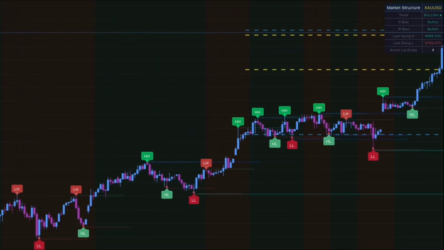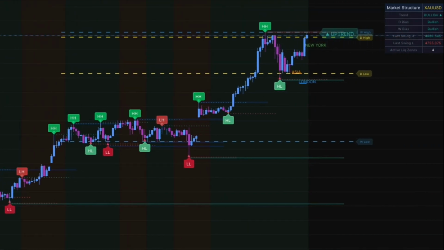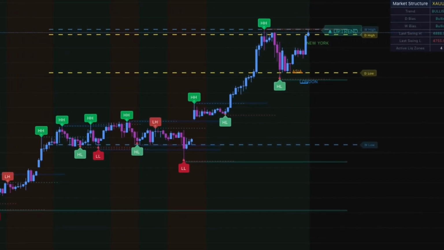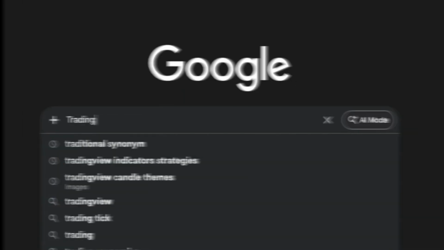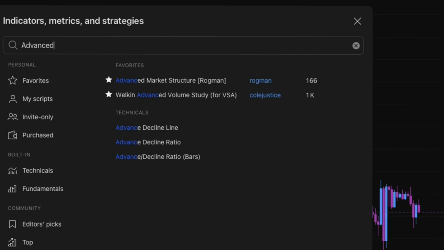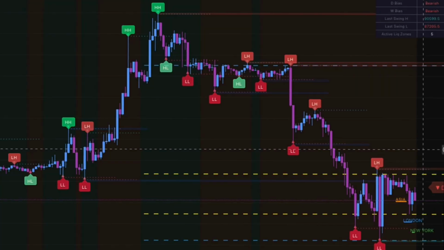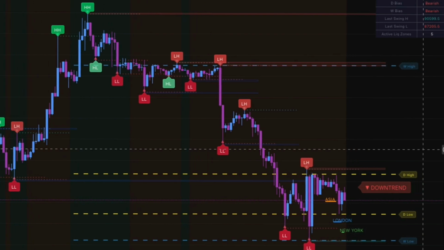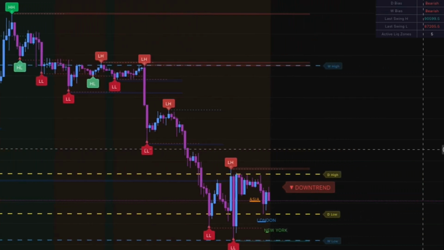This is exactly where this indicator becomes important, because it goes far beyond basic swing labels and shows you how price actually moves around liquidity and institutional participation. To use this, go to tradingview.com, open any market, and add the Advanced Market Structure Indicator by Rogman. This works on any asset and any time frame, but the real power comes from understanding what it's showing you rather than just looking at the labels.